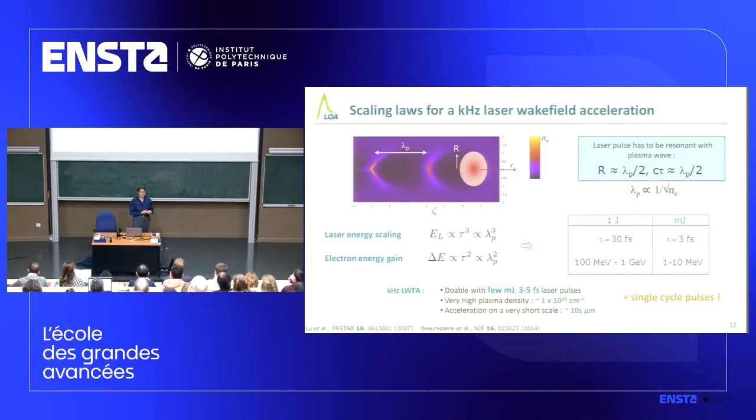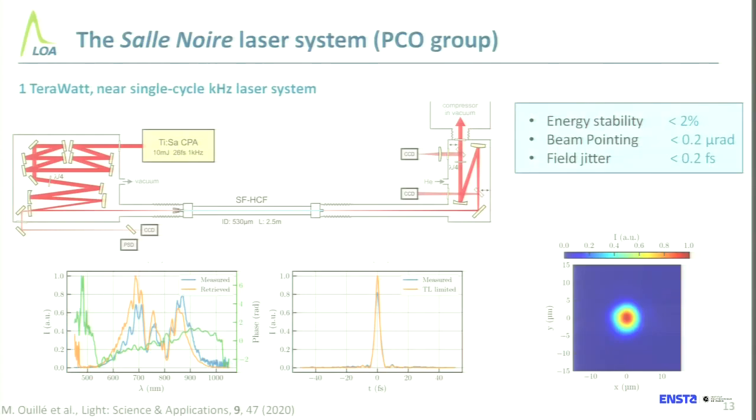So kilohertz laser-wakefield acceleration is possible to do with few millijoule, few femtosecond pulses. But in order to have the bubble regime, something which is really important is that we should work with very high densities, up to 10^20 electrons per centimeter cube, and the acceleration occurs on very short distances. So this is for the kind of theoretical frame. Now I will present you more the experimental setup.